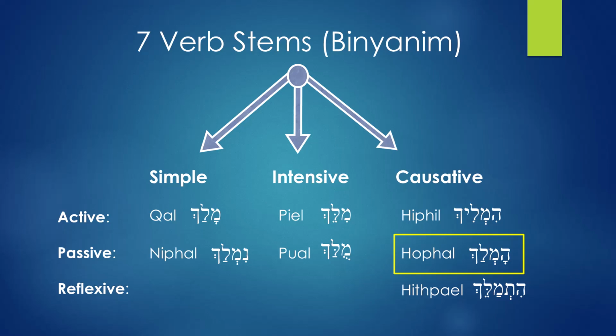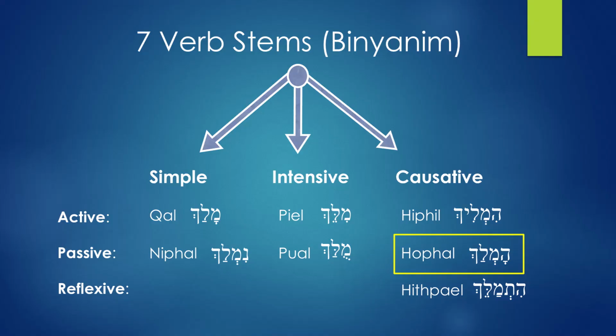Next we have the Hofal stem. Now the Hofal stem presents a causative action. The kind of action is causative, but the voice is passive. So causative action, passive voice. And there we have the form homlach.